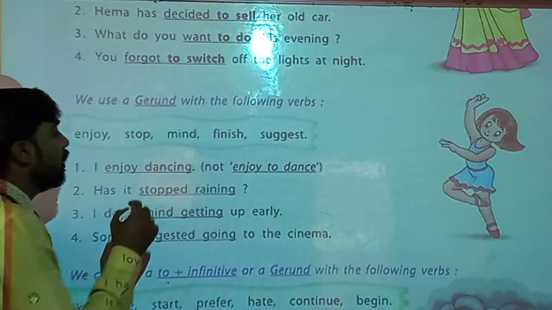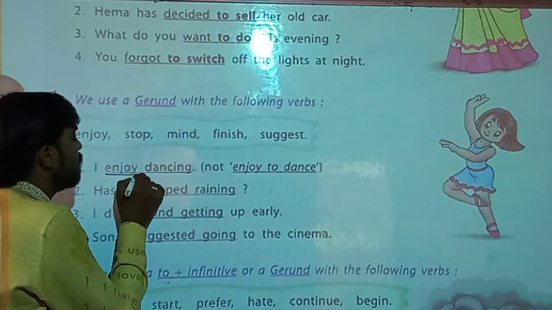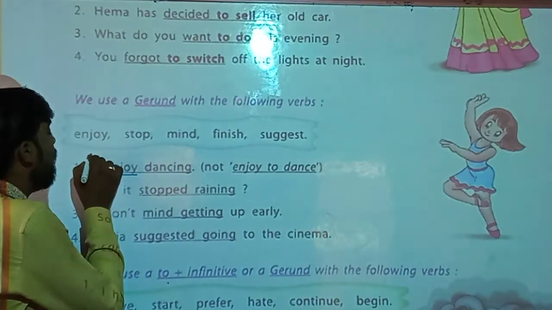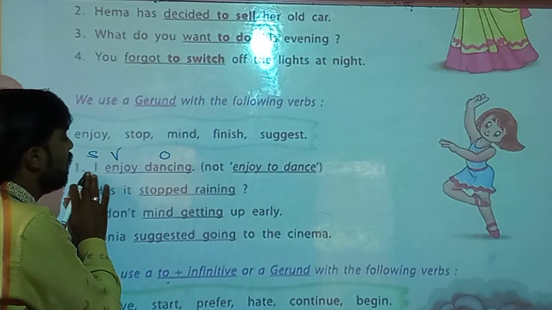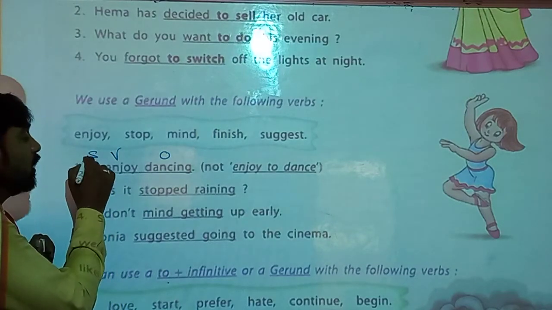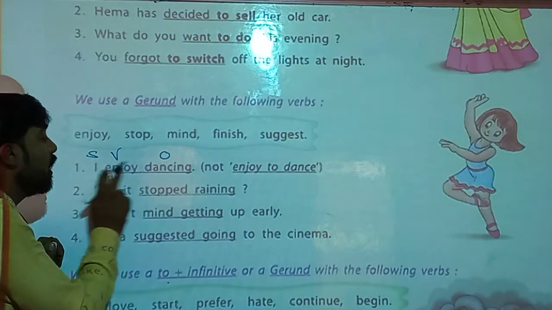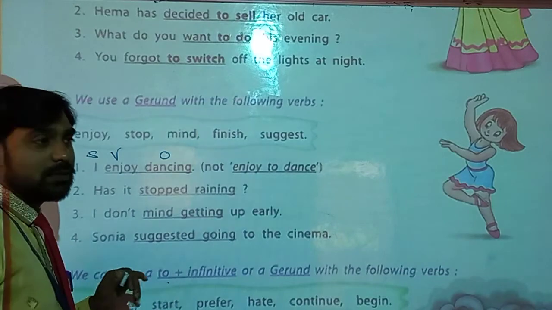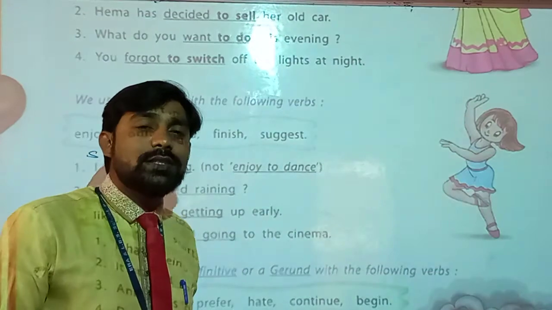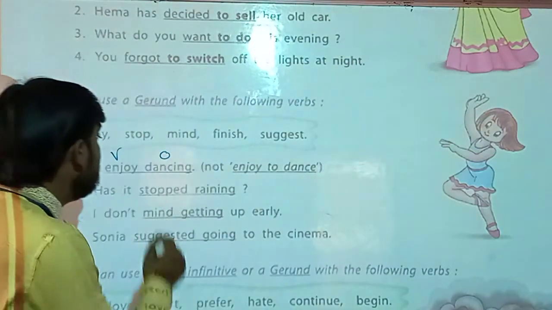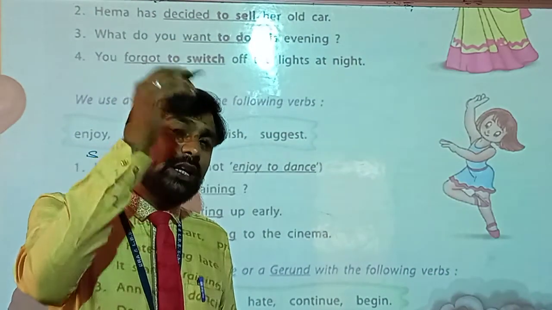Now students, here in this sentence, verb is enjoy. This I is subject, this is verb, and this is object. I is subject of the sentence, enjoy is verb and dancing is object. I enjoy dancing. It means I like to dance. I enjoy to dance. So dancing is not verb here. It is the action, dancing.